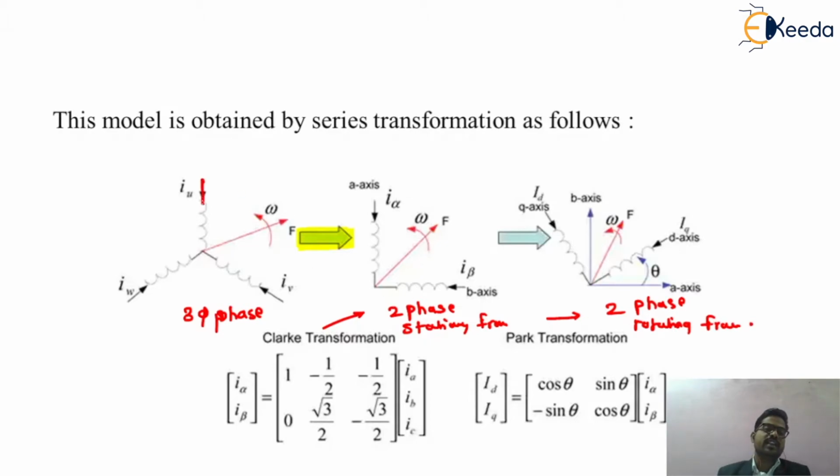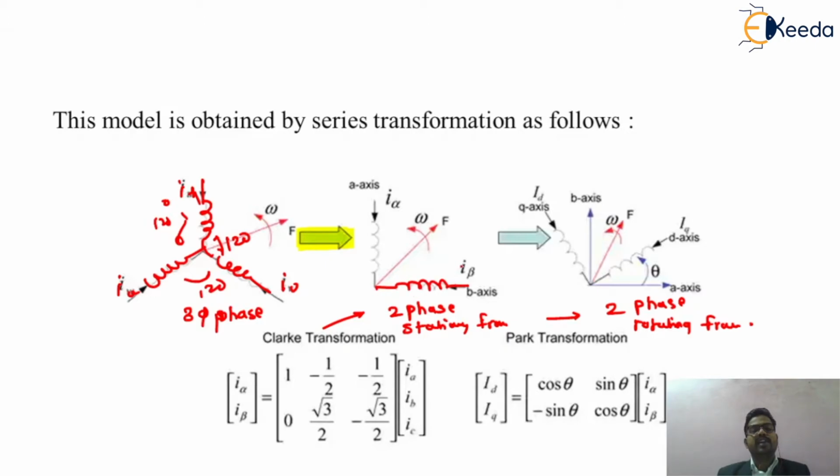So this will be the three phases, phase 1, phase 2 and phase 3. In that we have written iu, iv and iw. Each of them is displaced by 120 degrees, and again 120 degrees. Now we want to convert this into alpha and beta. This will be the beta axis, this will be the alpha axis, and this will be the resultant F that we have to calculate.